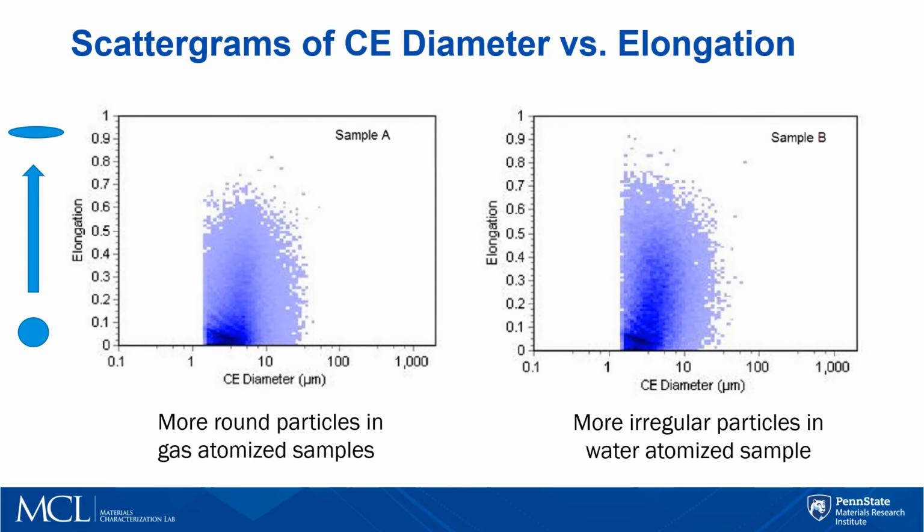A scatter plot, or scattergram, is used to observe the relationship between variables. Each dot represents values for two different numerical variables. In our case, circular equivalent diameter on the x-axis and elongation on the y-axis. For individual particles, comparing these two scattergrams, we can see differences in elongation between samples produced by different atomization techniques. The water atomized sample contains more irregular particles than the gas atomized one. Despite the two samples having the same particle size, differences in particle shape identified between the samples may result in a difference in powder performance.